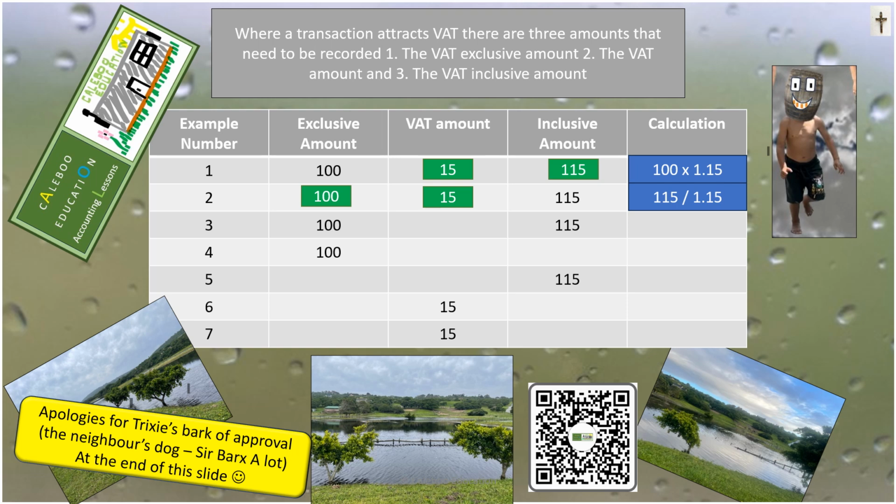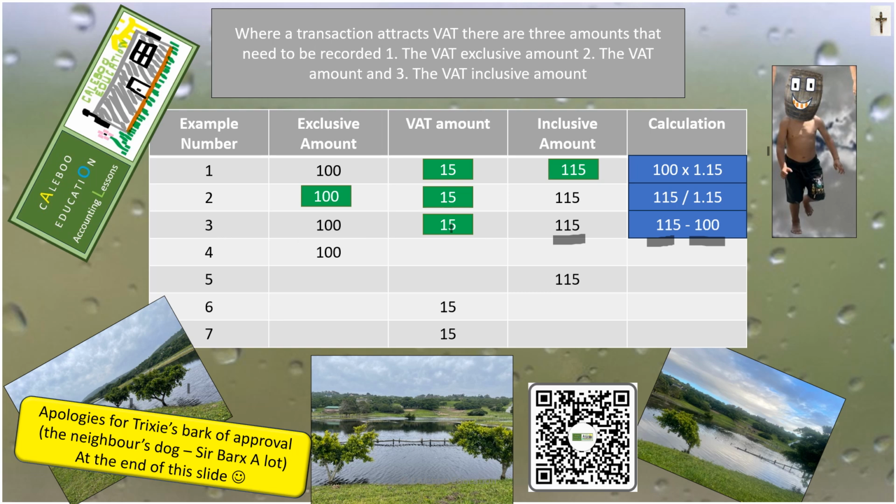In example number 3, you're given the exclusive amount, 100, and you're given the inclusive amount. This is quite easy. How do I get the VAT amount? All I need to do is say the inclusive amount less the exclusive amount will give me the VAT amount. Very easy, that calculation.